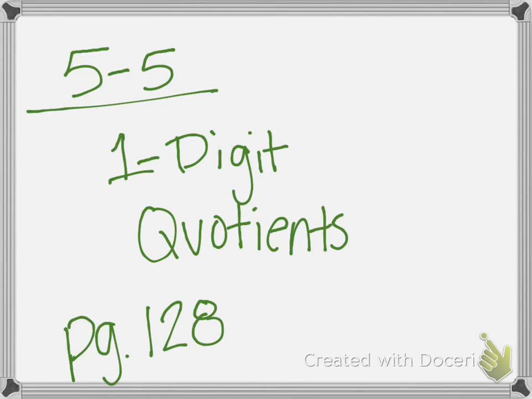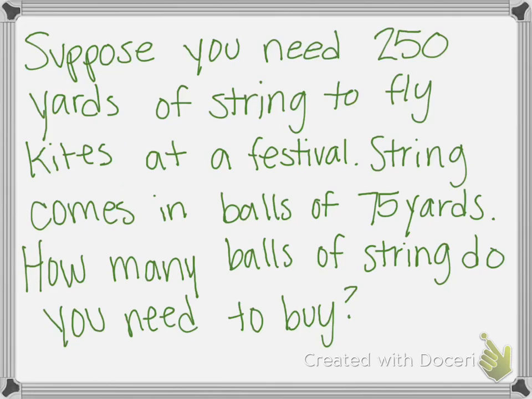Okay, today we are going to be learning 5-5 one-digit quotients, and you can find this on page 128 in your books. So go ahead and write this title at the top of your spiral on a clean page of paper in your spiral. And then I'm going to pose a question to you.